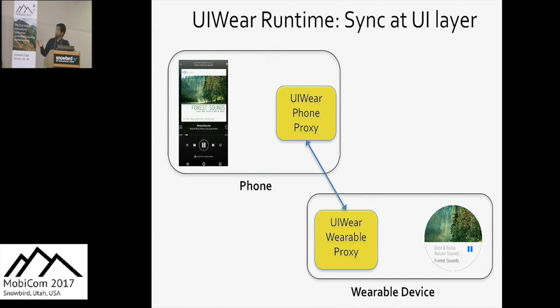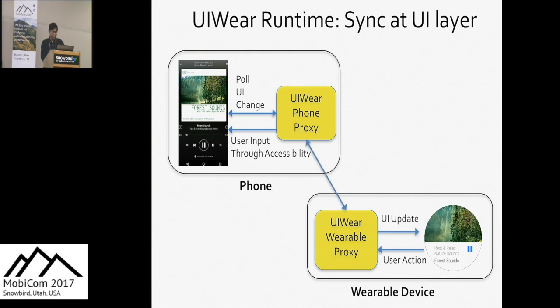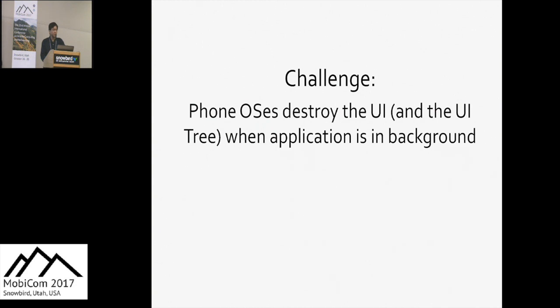So here is the overall architecture of the UIWear runtime. There is a phone proxy and a wearable proxy that keep talking to each other. They are exchanging all user data and UI updates. So when a user action happens on the wearable, the wearable proxy will send it to the phone, where it will be forwarded to the app, which takes in this user input and does the UI updating. The phone proxy will then pull this UI update and send it back to the watch, so that it can update the UI correspondingly. All this communication happens at the UI layer, so you don't need to know the application logic. However, there's a challenge here.